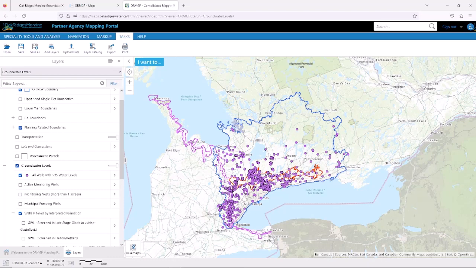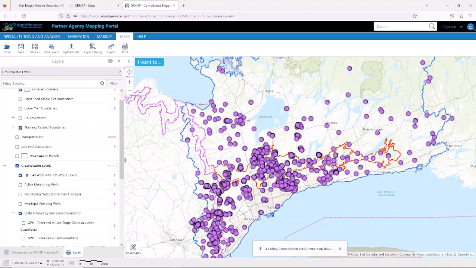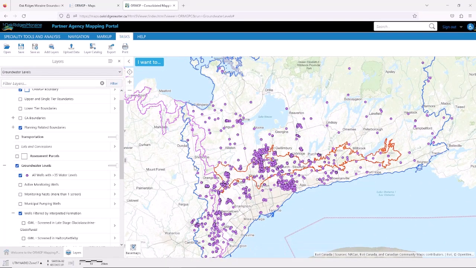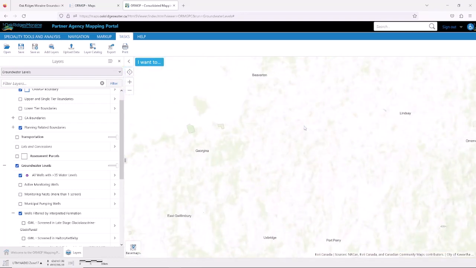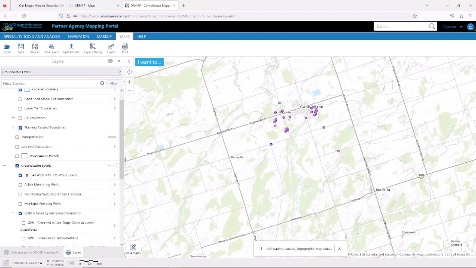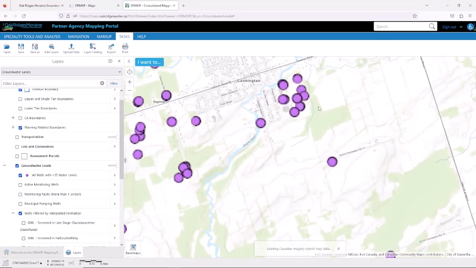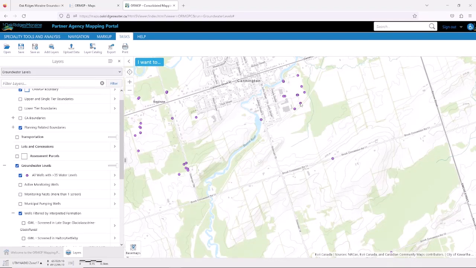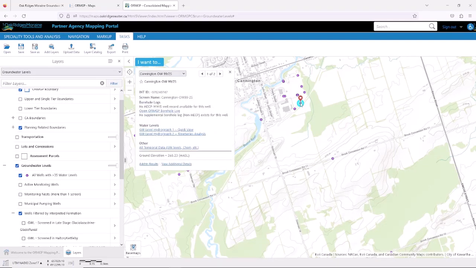And what I'm looking at here, if I zoom in, the purple dots represent groundwater wells that have more than 35 water level measurements over time. There's one in particular that I want to look at, just southeast of Lake Simcoe. The town of Cannington has some wells that show some interesting data here. So I'm going to click on this particular location here.